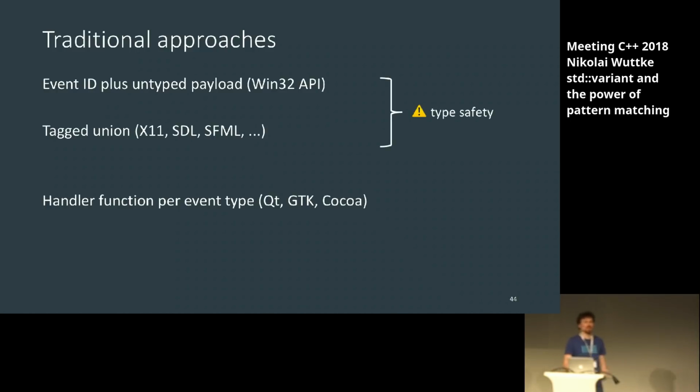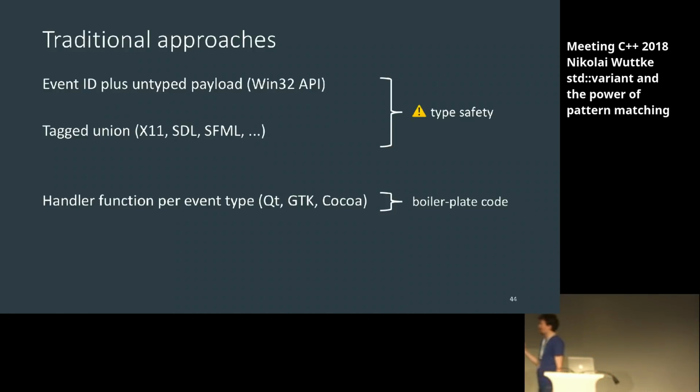Which suffers from type safety, because you need to make sure that, okay, if this is a mouse click event, I need to access the mouse click member of the union. And if I accidentally access the key press member instead, then, well, that's my fault. The other approach, which you have in Qt, also GTK and Cocoa, maybe other ones, is that you explicitly have one handler function for each type of event, which then gives you type safety because the button press function would only take a button press event, and the keyboard press function would only take a key press event.